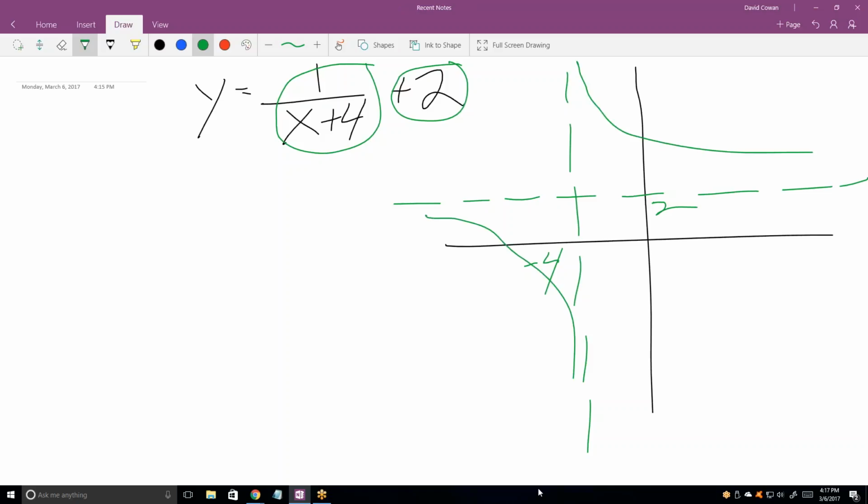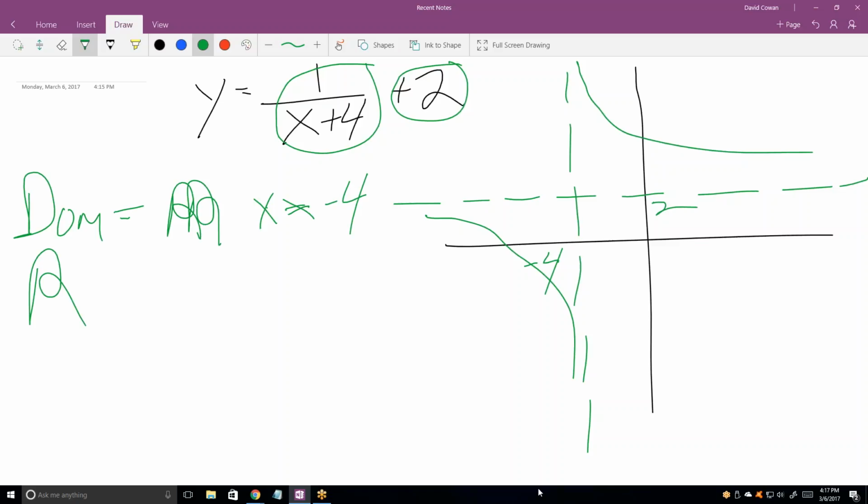Just graph a hyperbolic function on that grid. All right. What's the domain? All real numbers that x doesn't equal -4. And the range? All real numbers y doesn't equal 2. Good. I think you got that. Let's go on.